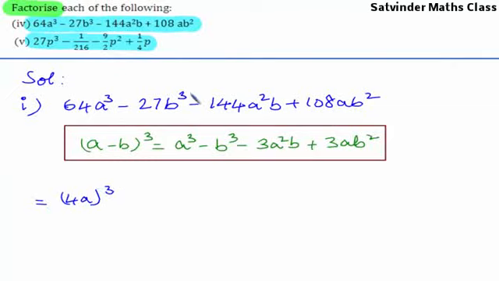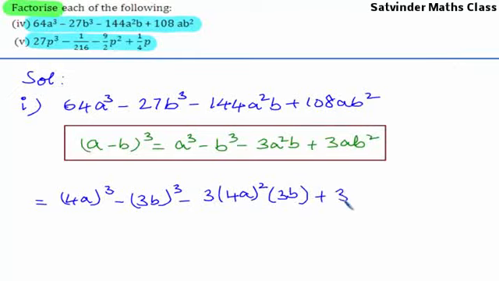Similarly, 27b cube can be written as 3b whole cube. Minus 144a square b can be written as 3 into 4a whole square into 3b. Plus 108ab square can be written as 3 into 4a into 3b whole square.